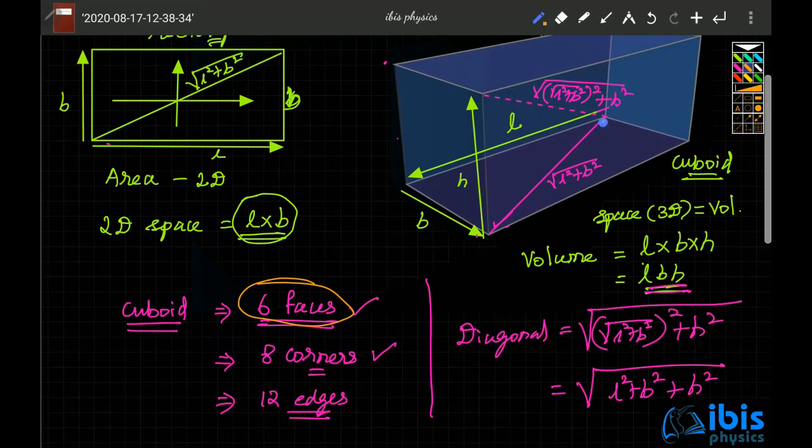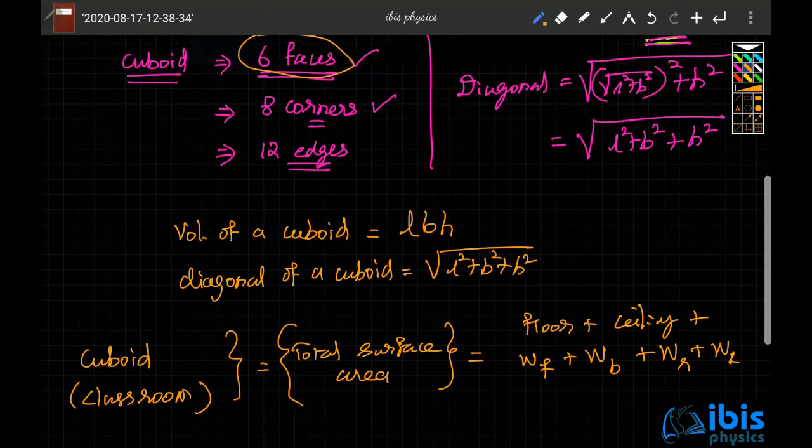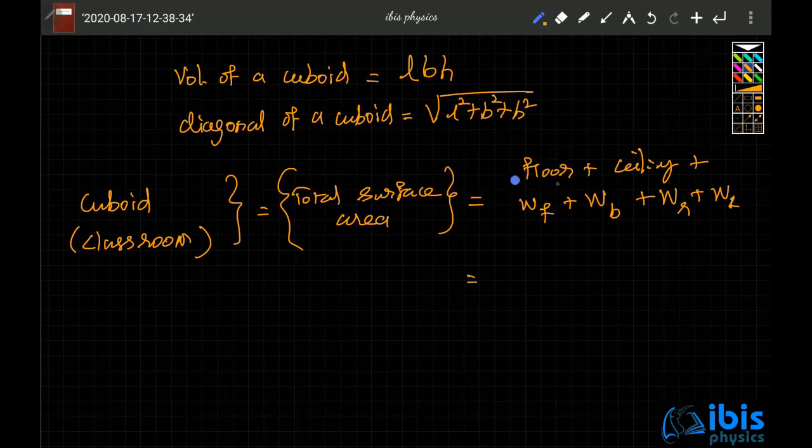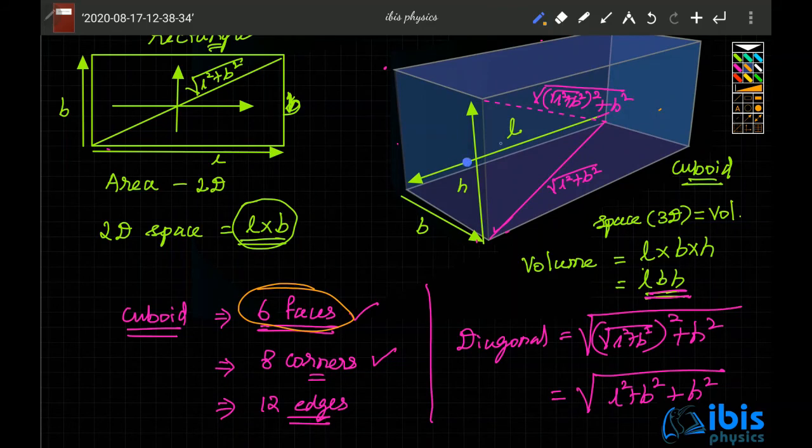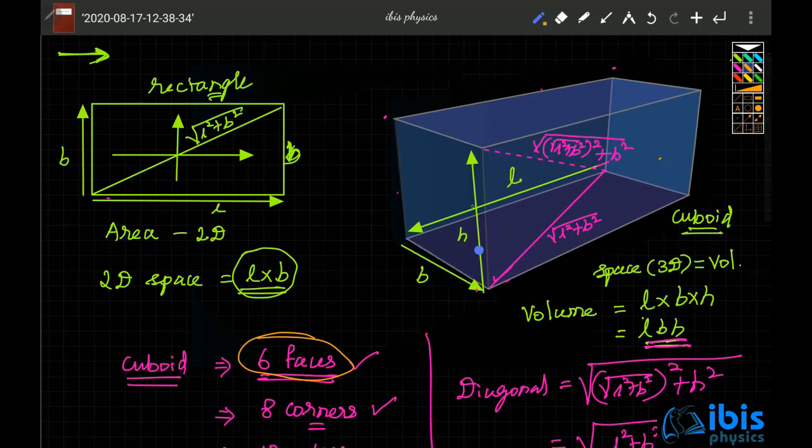Each face has got area. Imagine here the dimensions of the floor. One end is L, the other one is B. It is L and B, L into B. So floor and ceiling has got the same area. So 2 times L into B plus wall in front and wall behind are parallel to each other and they have got same area. See, this is B and this is H. So the area of the wall that is carrying the board is B into H. Behind you, the wall which is also having the same B into H.